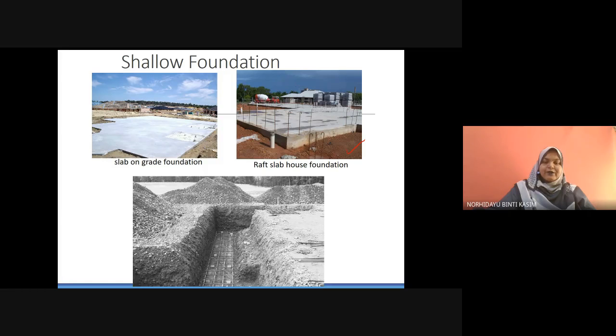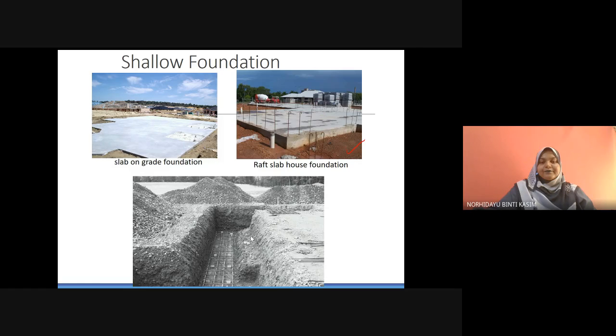And then the last photo is the construction of shallow foundation. So how do you construct a shallow foundation? Later on you will become an engineer, and maybe you have to supervise a project. So how do you install, how do you construct the shallow foundation?